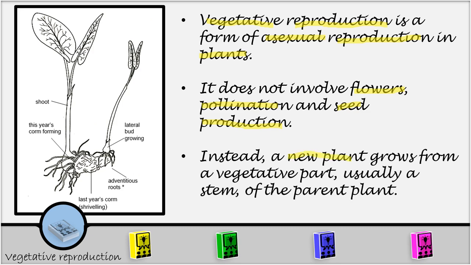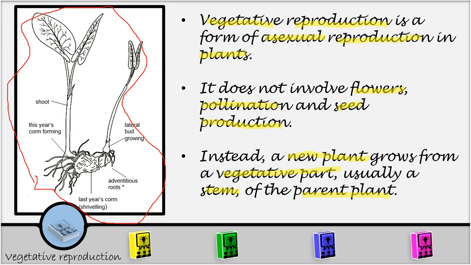Instead, a new plant grows from a vegetative part, usually the stem of the parent plant. So here, since we are not using sexual reproduction, with no use of gametes, the new plant is going to come from a parent plant part. Usually they are stems. Now, let's look at our plant here briefly.